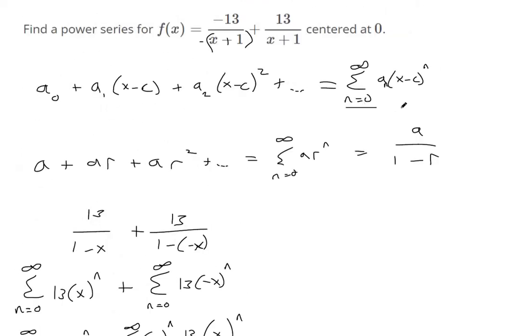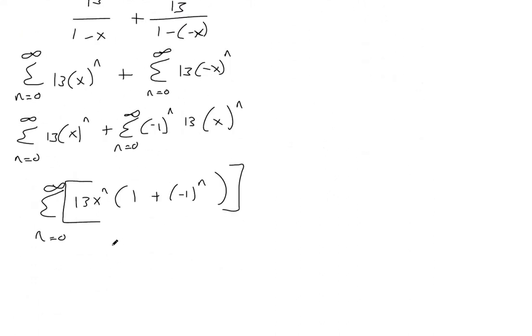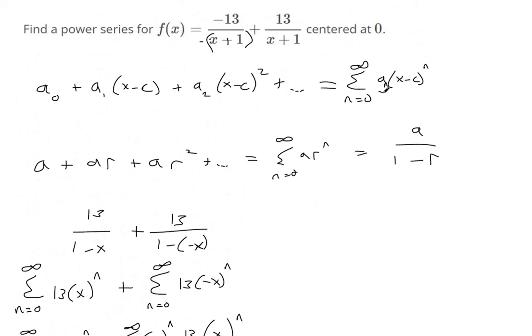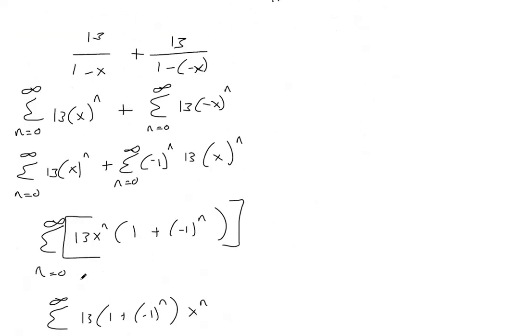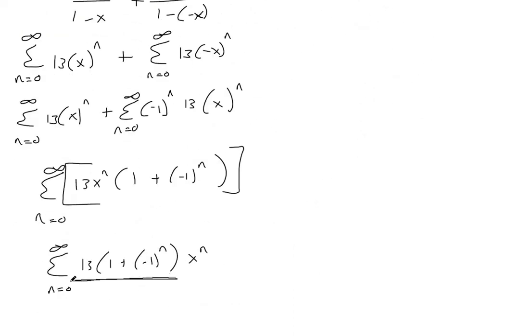So this is pretty much this form up here. We need an x to an n power, so we could just rewrite that off to the side to make it match in terms of the order that we wrote up there. So this is 13 times 1 plus negative 1 to the nth, times x to the nth. So in our series, c is 0, right? This could be x minus 0 to the nth power. So c is 0, and our a sub n term is all this right here, this computation. So now it's a power series representation.